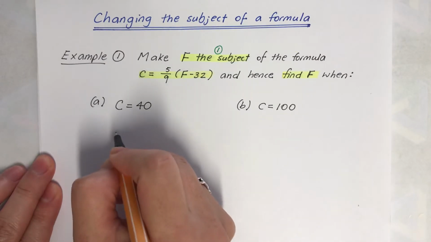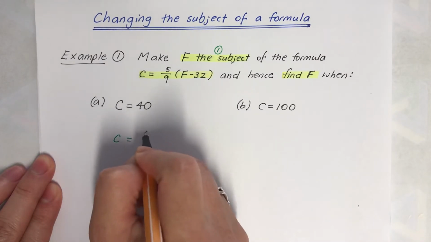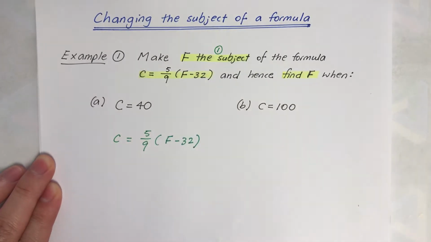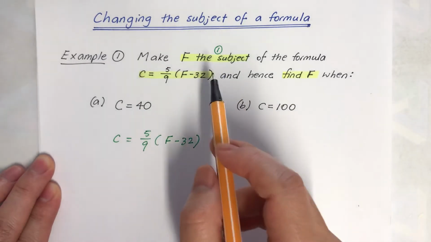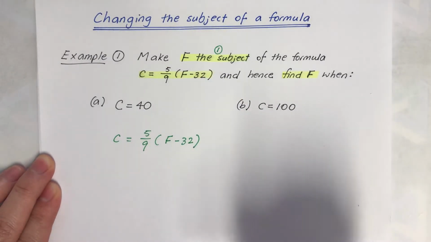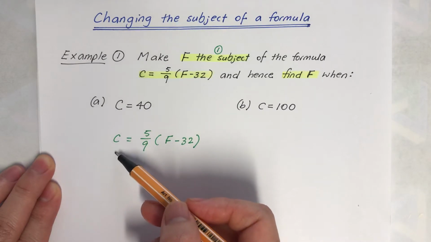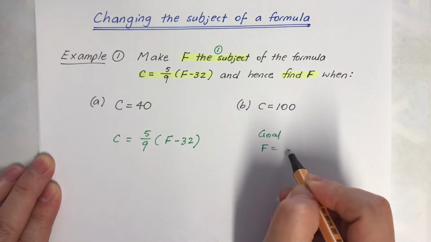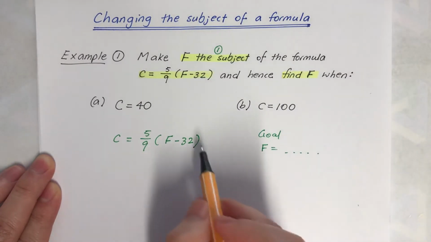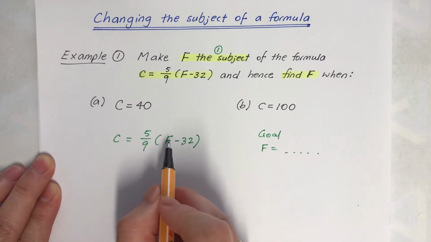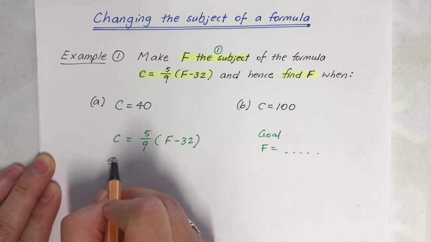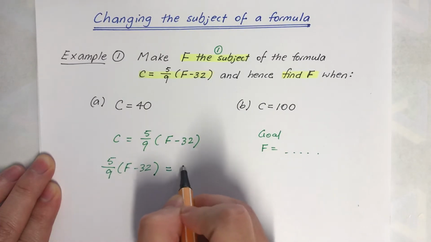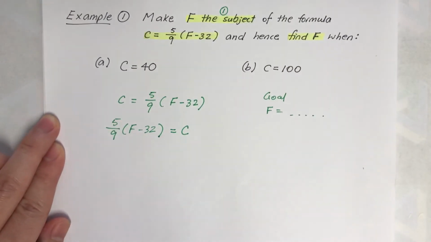So I've got the formula here. C equals 5 over 9 (F minus 32). Okay, when it says to make something the subject, I want it to be on the left hand side, so F equals something. So my goal is F equals something. I want this to be swapped because I wanted this F on my left hand side. So I'm going to swap this. Nothing special, I just swapped.